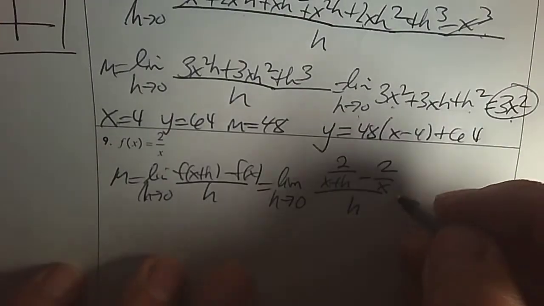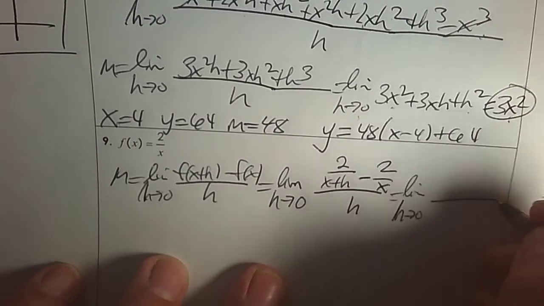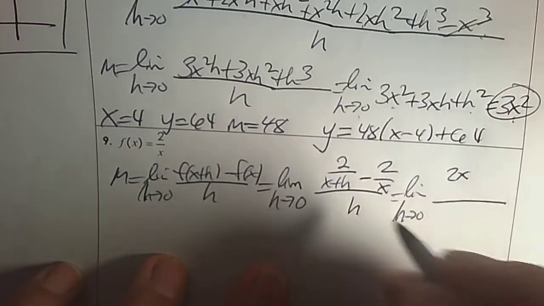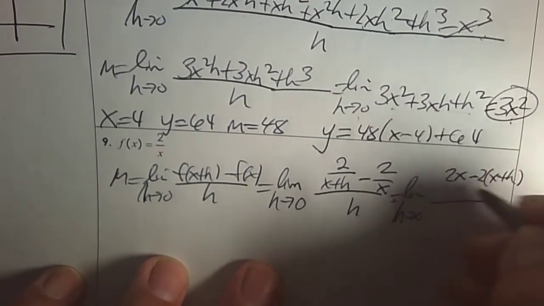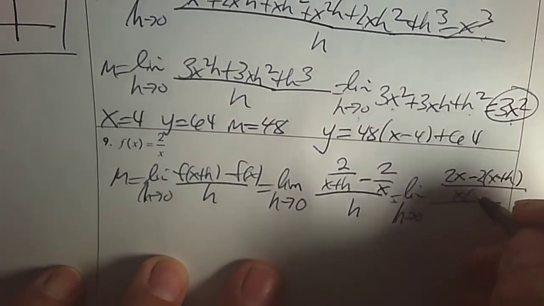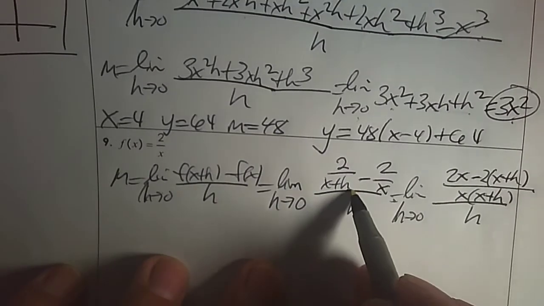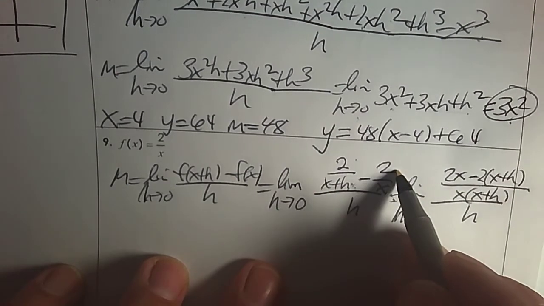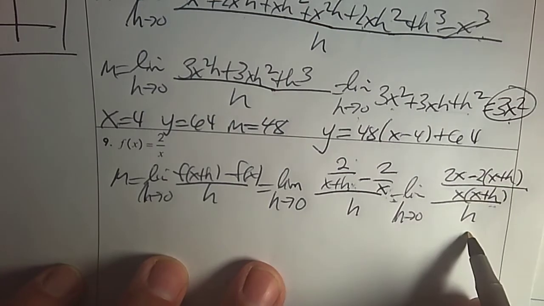Here we need common denominators. So the limit as h approaches 0 here, the first denominator needs an x, top and bottom. The second one needs x plus h, top and bottom. And that leaves the common denominator as x times x plus h. So the first denominator, x, top and bottom. The second one, x plus h, top and bottom. And then we have common denominators, and this is what I'm left with.